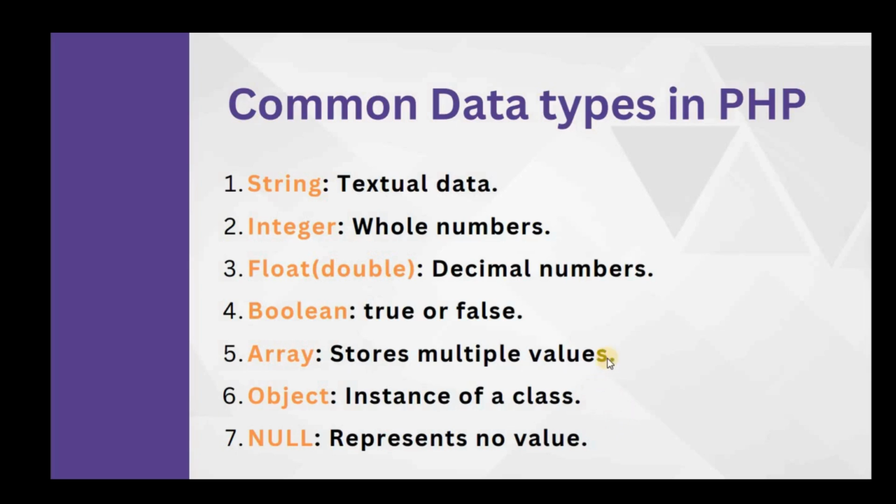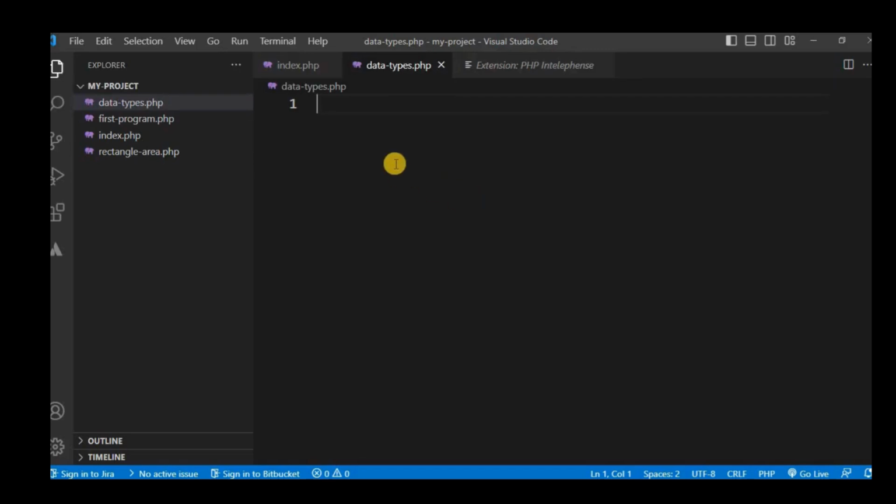For that, go to Visual Studio Code. For this demo, I have created the data-types.php file in my projects, and we will start the PHP tag with <?php and close the PHP tag. First we will declare the string variable. I will write the comment string. I will declare the name variable and assign the value John, and now I will echo this variable.